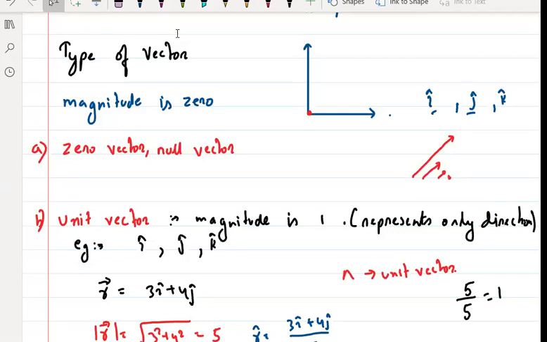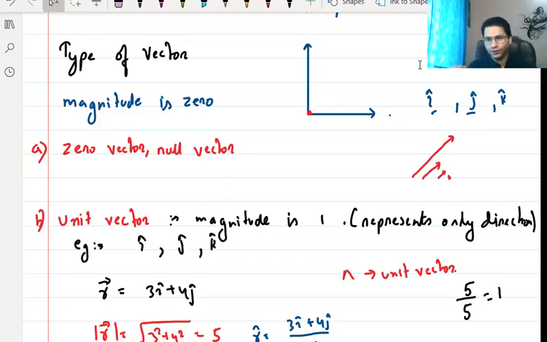The second concept branch has come, which is the types of vector. Obviously, there are different types of everything. For example, I gave you the example of mangoes. If we talk about mango, we have different types of mangoes. In the same way, depending on their property and nature, there are different types of vectors. So first is your zero vector.